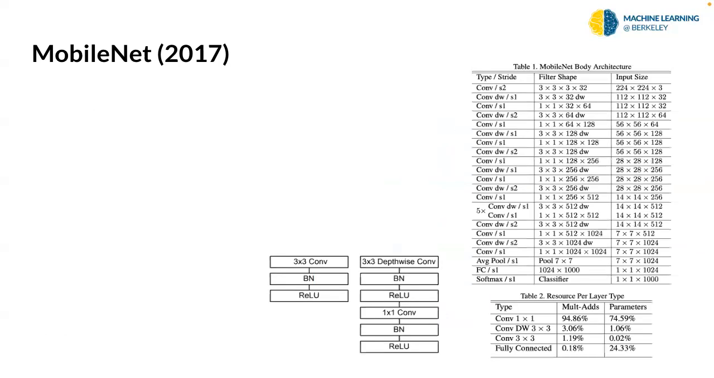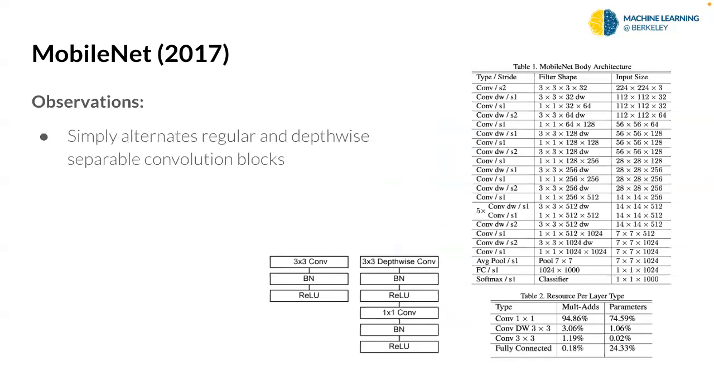If there are no questions about this, some observations about MobileNet. You have the architecture on the right. It's kind of a mess to read, but basically it's a bunch of depth-wise separable convolutions. It simply alternates regular and depth-wise separable convolution blocks, because normal convolutions still do learn a bit more. They have more parameters and they do learn a bit more. And they found that alternating the two types works well.